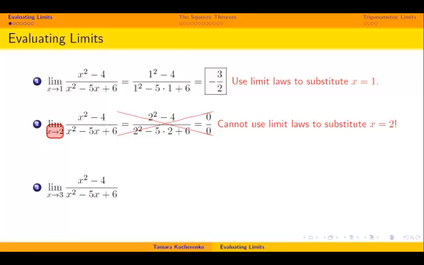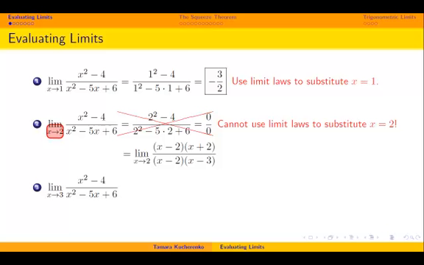However, x equals 2 is the root of both the numerator and the denominator. We can factor out the term x minus 2 from both the numerator and the denominator and cancel. We obtain the limit as x approaches 2 of x minus 2 times x plus 2 divided by x minus 2 times x minus 3.